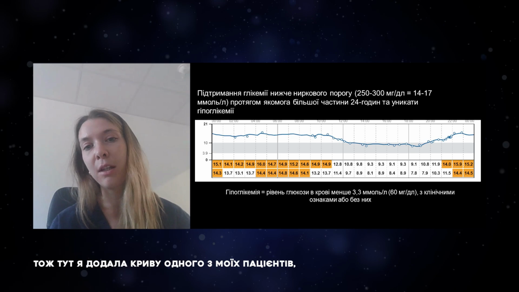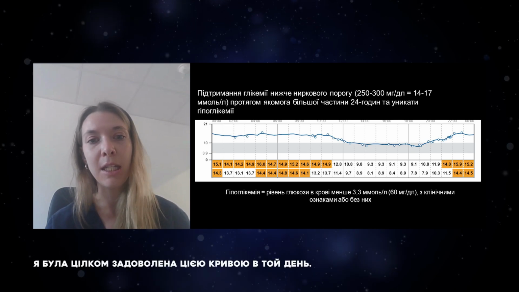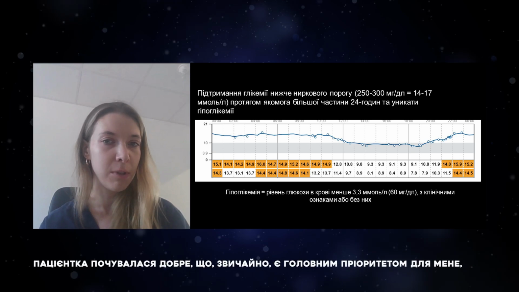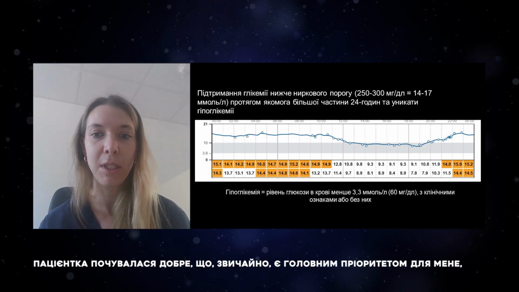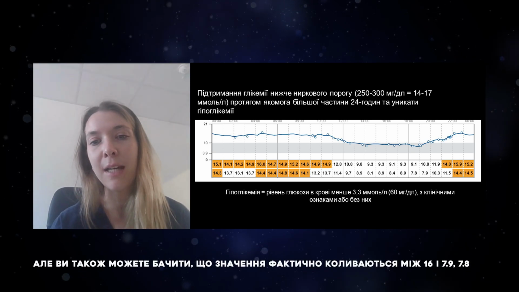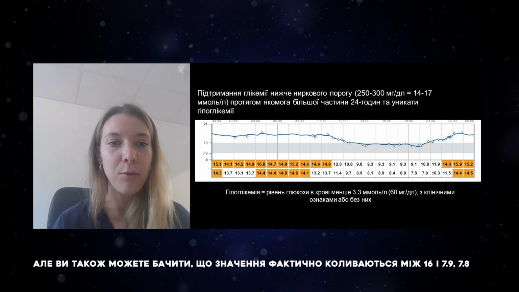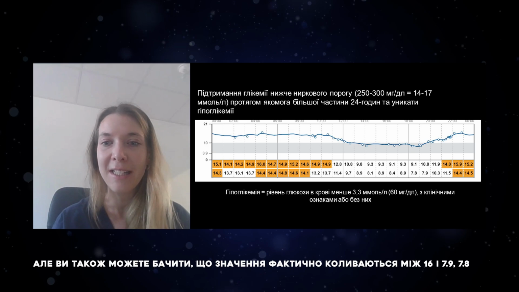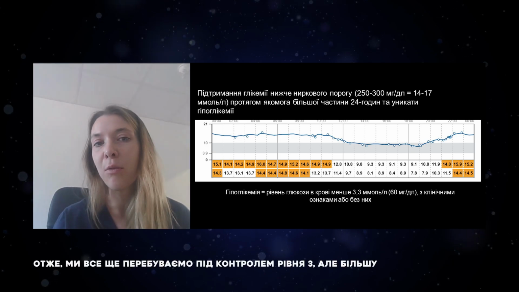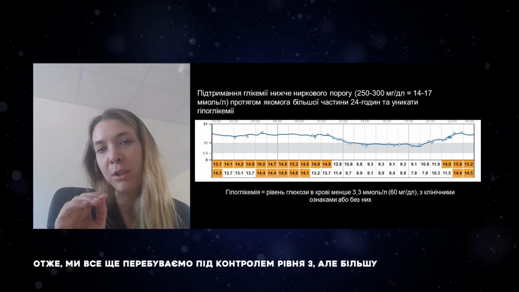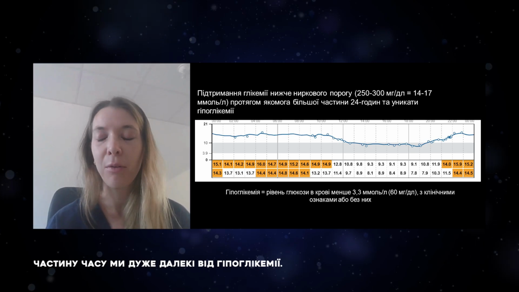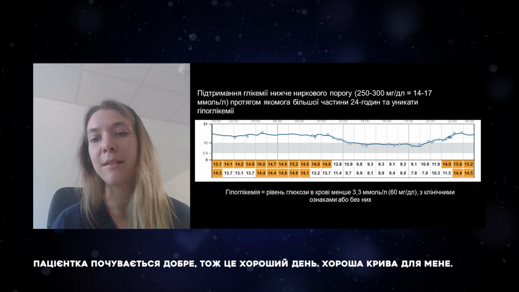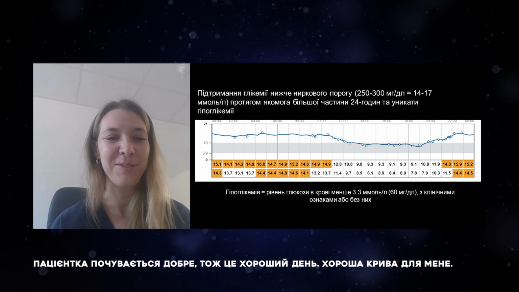So here I put like the curve of one of my patients actually, and I was quite satisfied with that curve that day. The patient was doing well, which is of course the main priority for me. But then you can also see that the values, they actually kind of fluctuate between 16, 7.9, 7.8. So we are still under the renal threshold most of the time. We're really far from a hypoglycemia. The patient is feeling well. So that's a good day. That's a good curve for me.